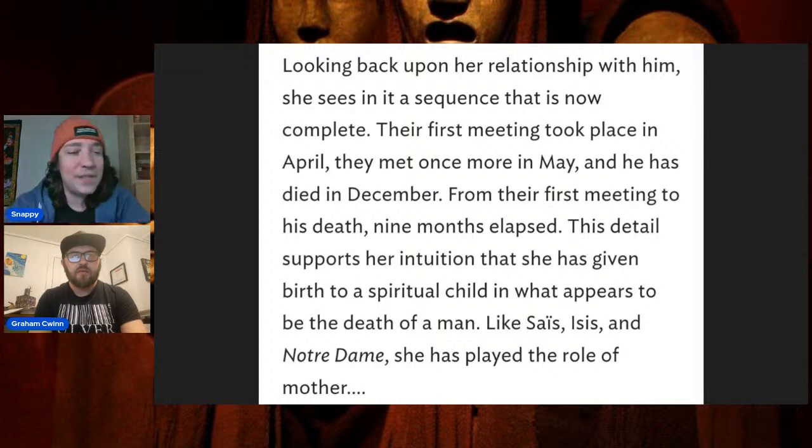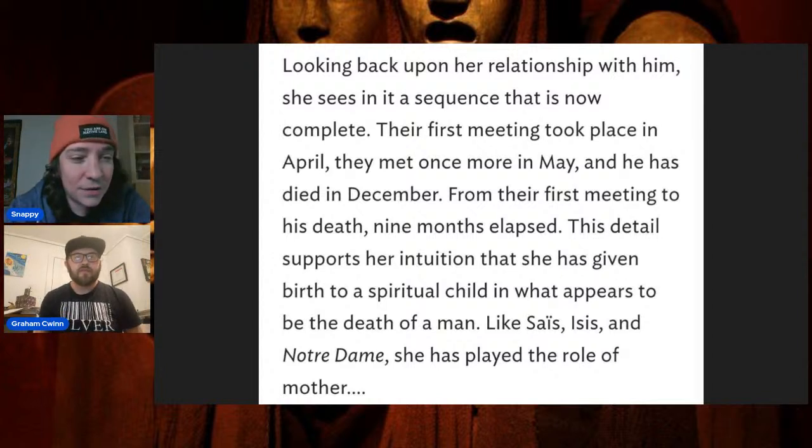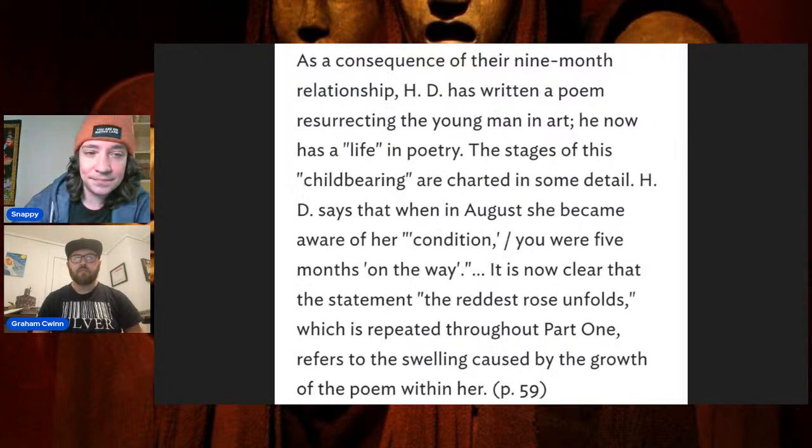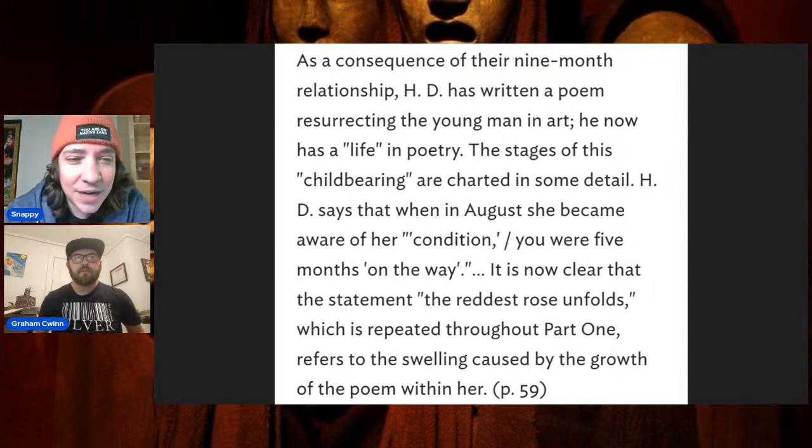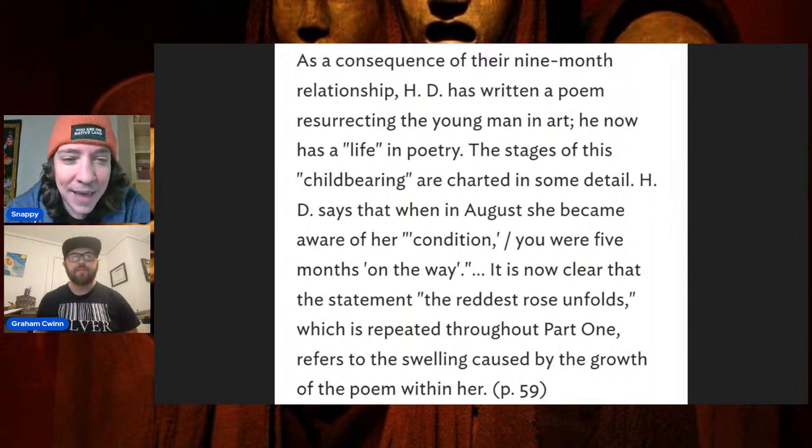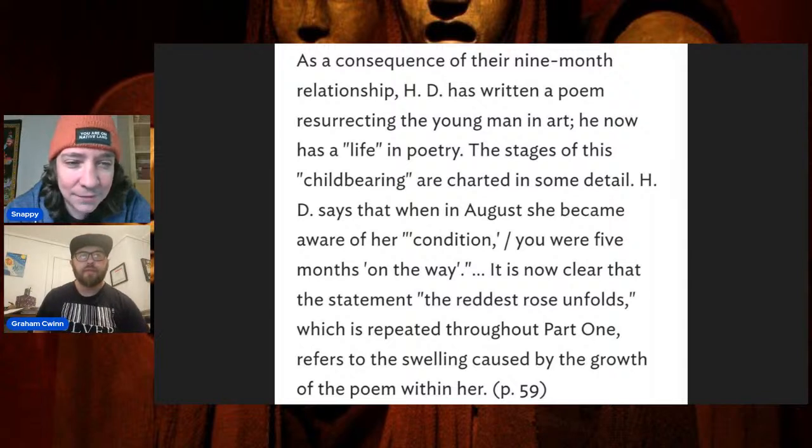And this is a theme we'll see in all of the Greek and Egyptian mythology. Death is a rebirth into new life, an apotheosis, right? Like Sais, Isis, and Notre Dame, which is the mother of God, right? Mary. She has played the role of mother. As a consequence of their 9-month relationship, HD has written a poem resurrecting the young man in art. He now has a life in poetry.